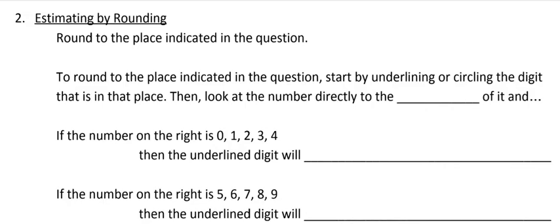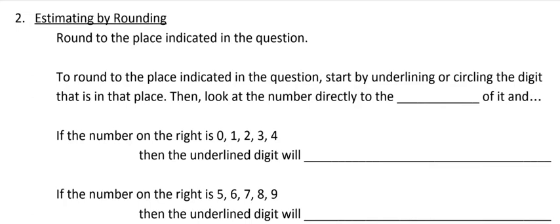Rounding is essentially a way to rewrite a number so that it's easier to understand and easier to add. But we still want to keep it close to its original number so that we're not too far off. So this is actually less exact than calculating, but it's more exact than the front-end estimation we learned in the last lesson. We're going to round to the place indicated in the question.